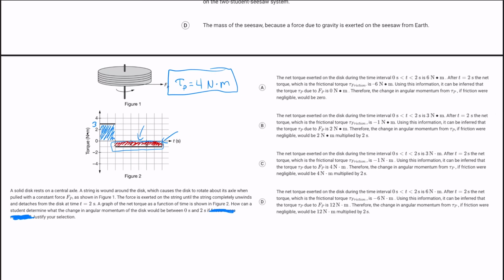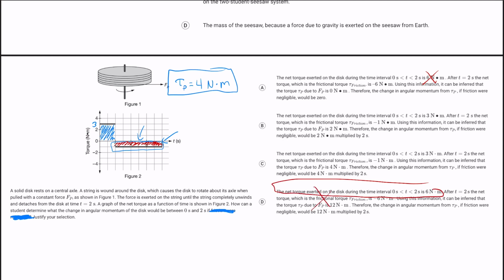All right. Now let's read our answer choices, because it's saying how can the student determine the change in angular momentum? The answer should just be find the area underneath the curve, but whatever. Answer choice A says the net torque exerted on the disk during the time interval 0 to 2 is 6 Newton meters. All right, so we know that that's not true. We already know that the net torque is 3 Newton meters, so that's out the window. Also, that's the same opening sentence that D has, by the way. So we're going to just chop out D.